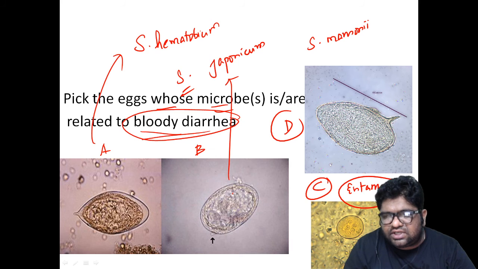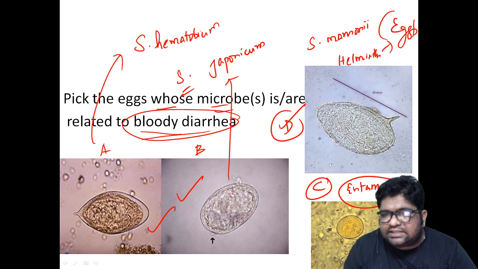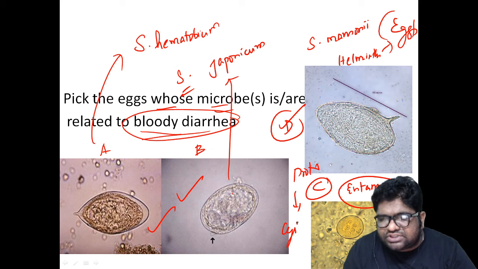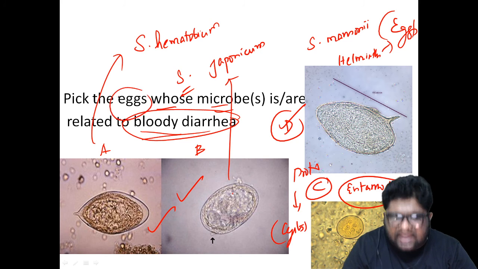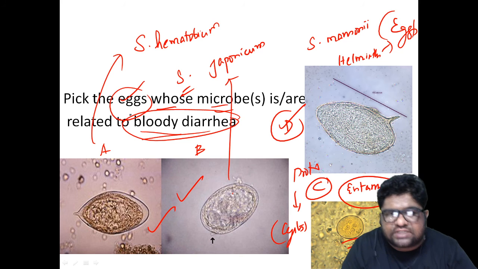Now what is the difference here? A, B and D all are helminths. And what will helminths give out? They give you eggs. And C is a protozoa. Protozoa will not give you eggs, they will give you cysts. So when I use the words pick the eggs, you are not supposed to go for C at all, though C can be involved in bloody diarrhea. Please mark my words, I said pick the eggs.